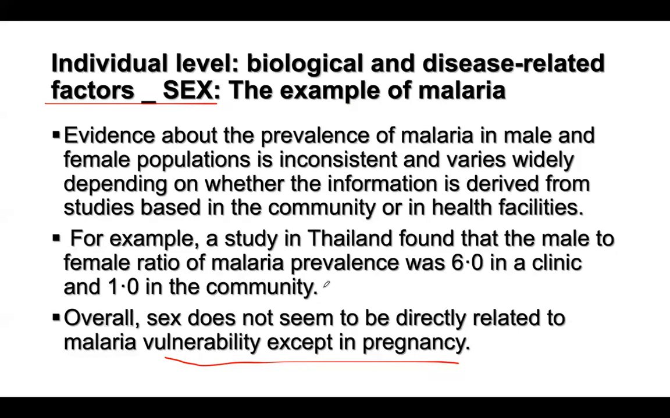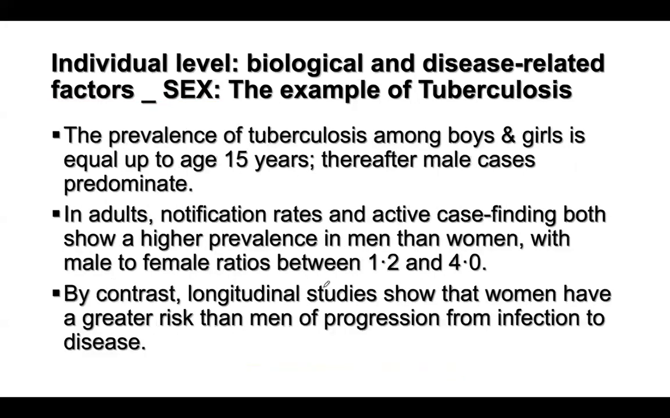So now you're looking at the biological determinants: sex, women, pregnancy, lower immunity. Lower immunity, much more vulnerable to disease, right? So it goes like that. We can keep going on the same. Second example for TB. Prevalence of tuberculosis among boys and girls are equal up to age of 15 years. Thereafter, male cases predominate, right?